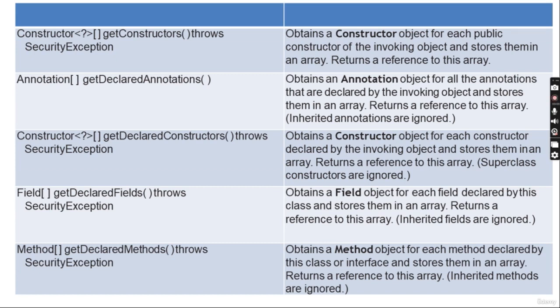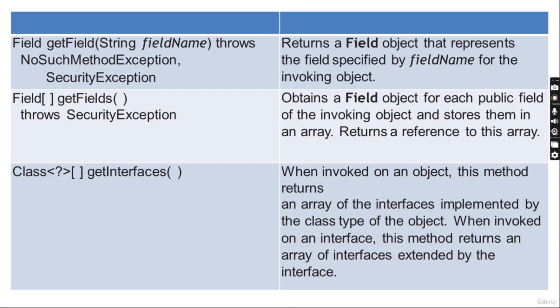Then Field[] getDeclaredFields() throws SecurityException obtains a Field object for each field declared by this class and stores them in an array. It returns a reference to this array. Inherited fields are ignored. Then Method[] getDeclaredMethods() throws SecurityException obtains a Method object for each method declared by this class or interface and stores them in an array. It returns a reference to this array. Inherited methods are ignored.